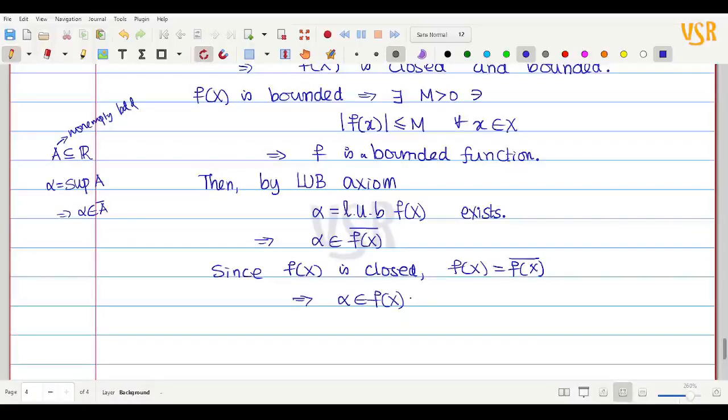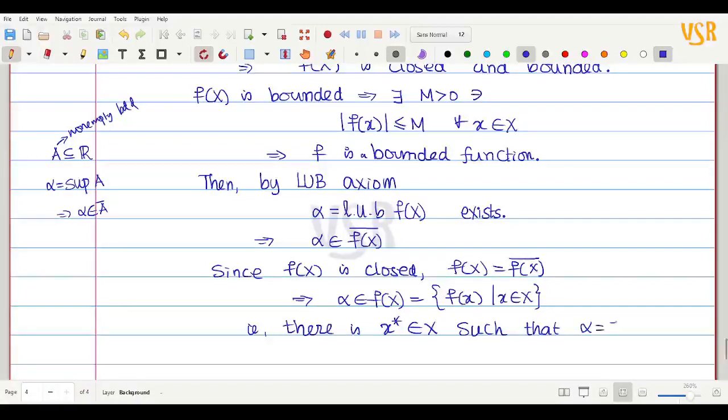What is f of X? This is equal to the set of all f of small x such that x belongs to capital X. Correct? Since alpha is in this set, there is some x star belonging to capital X such that alpha equals f of x star. This is because alpha, being in this set, is the image of some x star under f.